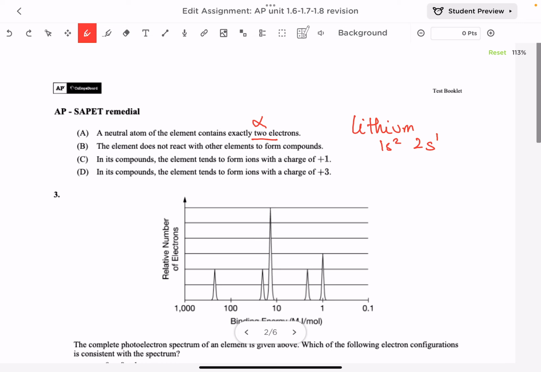The element does not react with other elements to form compounds. Definitely no. Elements of group 1 are very reactive. In compounds, the element tends to form ions with a charge of +1. Yeah, that's the answer. The choice with a charge of +3 would require the element to be in group 13. So the correct answer is C.